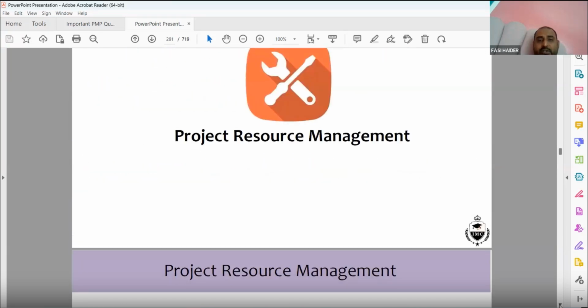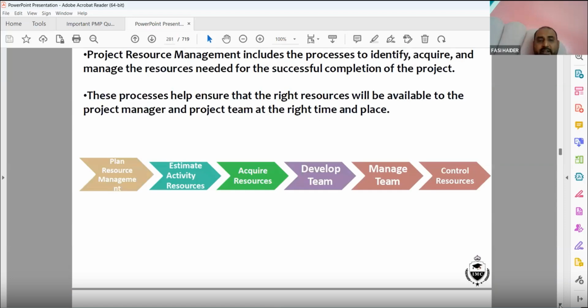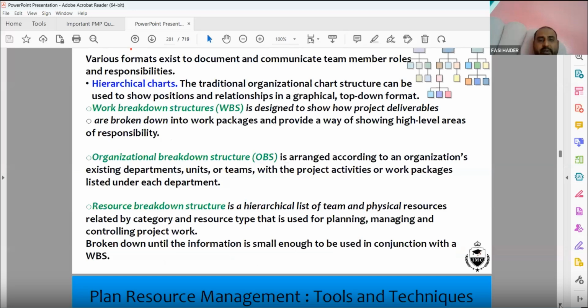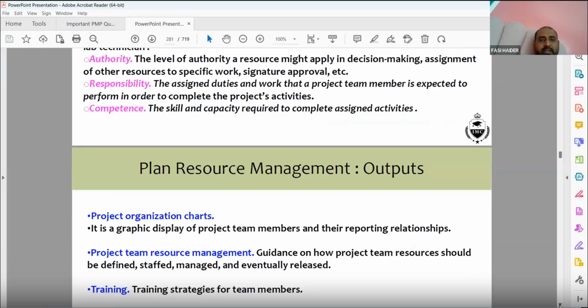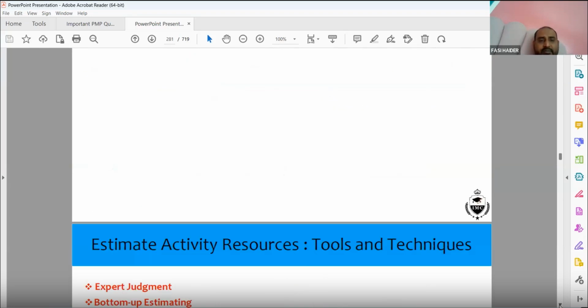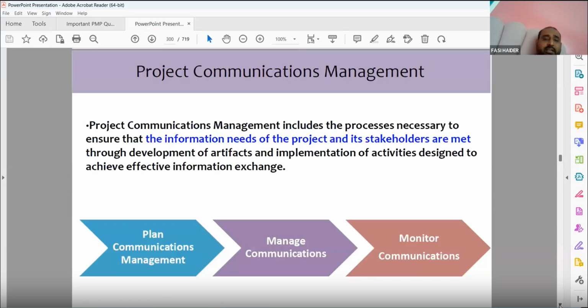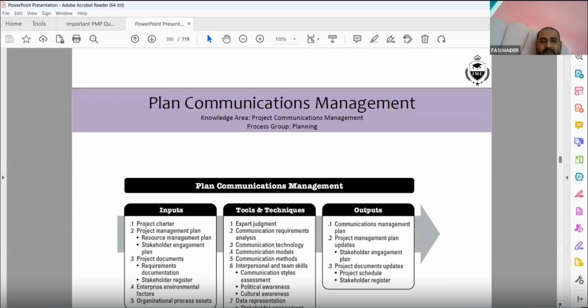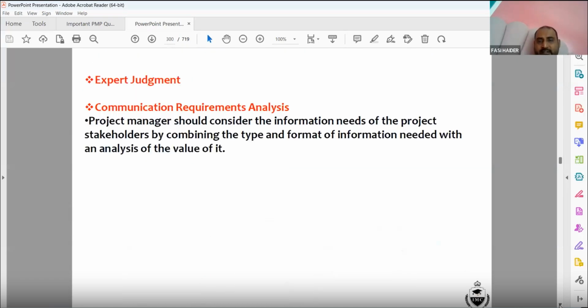Resource management, how you manage your resources, manpower, material, machine, and all the things. So those things come under resource management. Estimate activity durations. Communication management, who all needs to be communicated, what, when. These all things come in communication management. So these are the basic things.